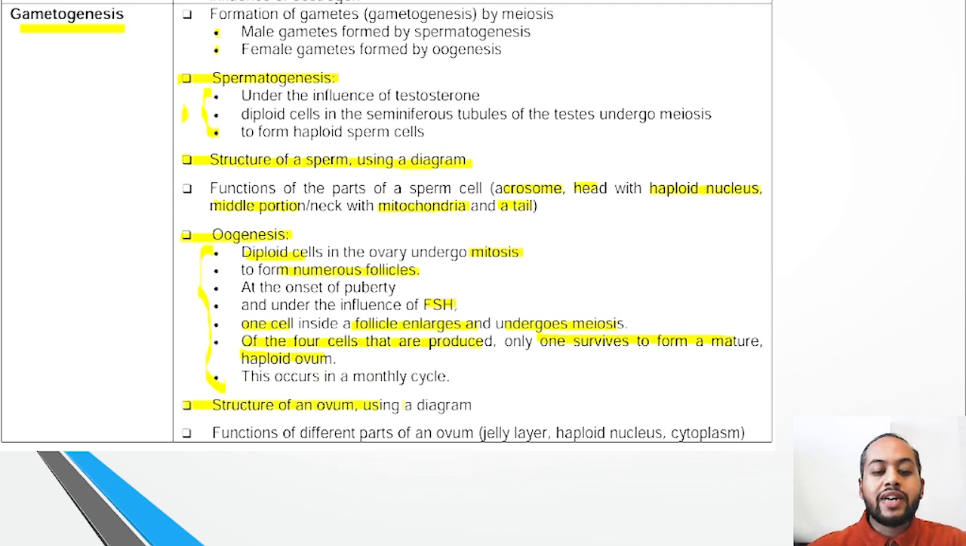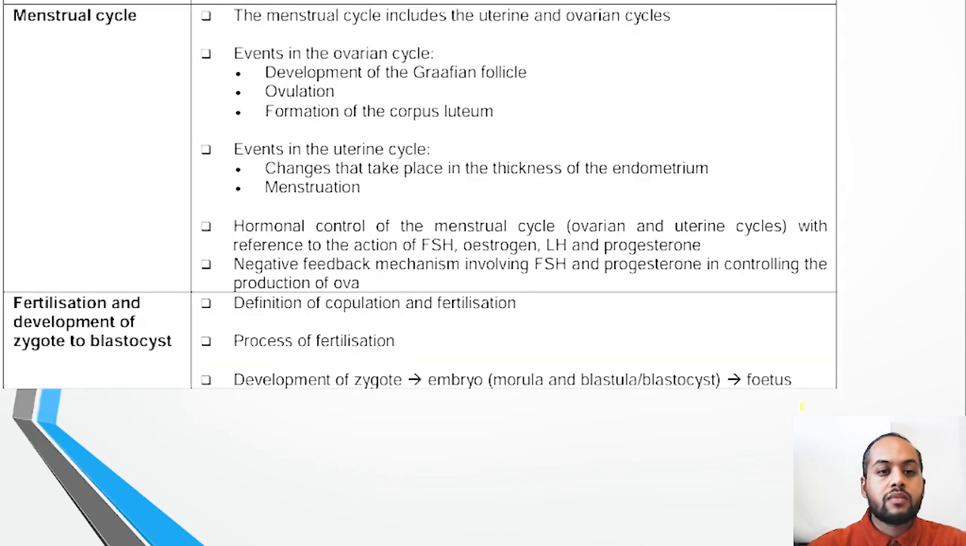Then the structure of an ovum or egg cell, you need to be able to draw and label the structure of an ovum or egg cell. The functions of the different parts of the ovum, the jelly layer, the haploid nucleus, and the cytoplasm. The functions of those parts you need to know as well.